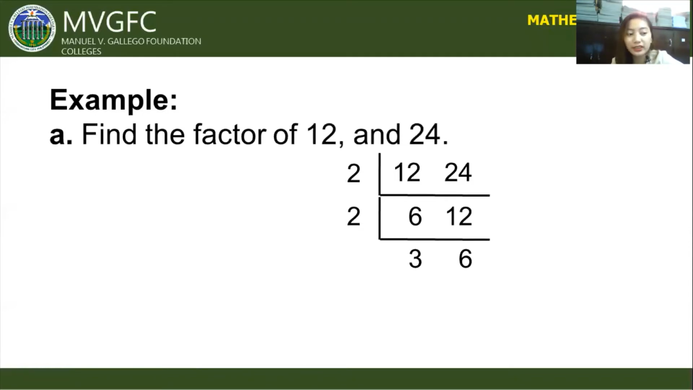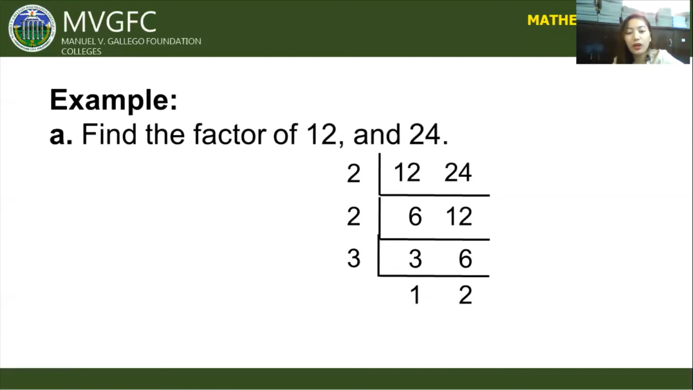Now looking at 3 and 6, actually 6 is divisible by 2. However, 3 is not divisible by 2. So, think of a prime number na pareho sila ay divisible. So, we have 3. So, for the final, we have 1 and 2. So, now, 1 and 2 cannot be factored. So, we should stop on that part.